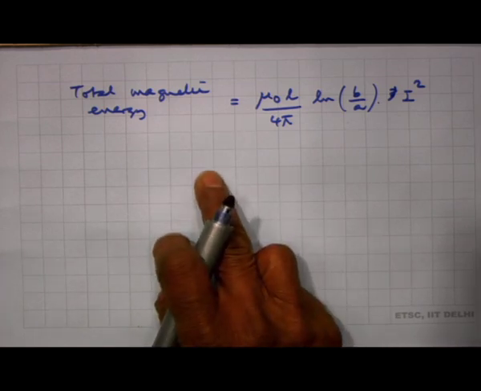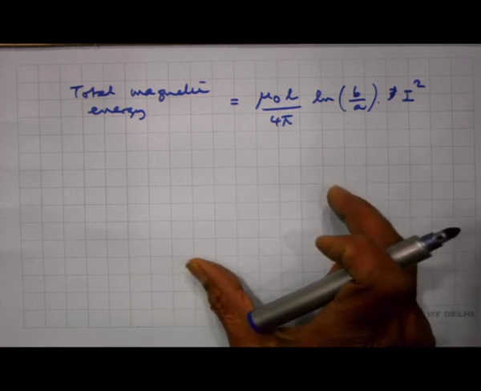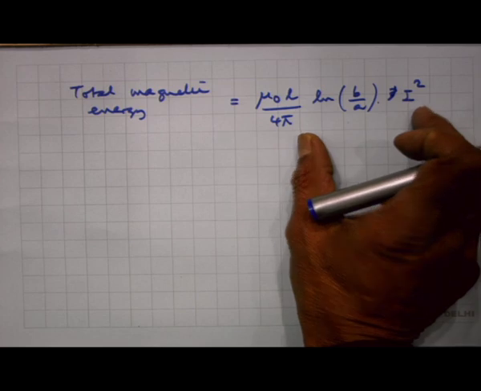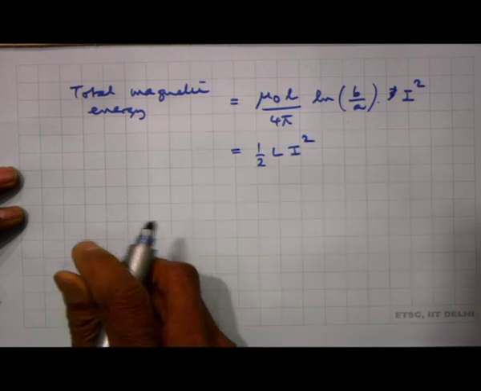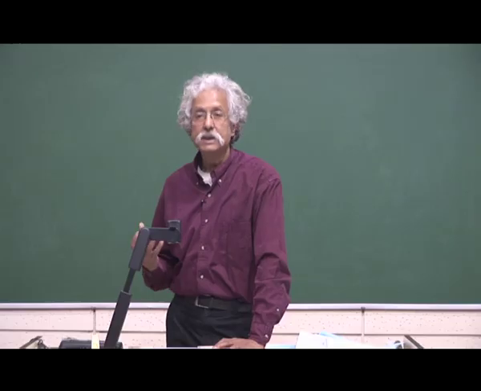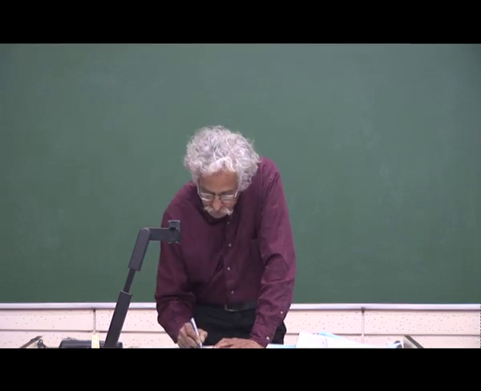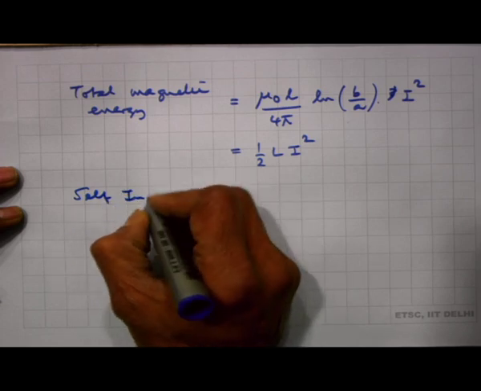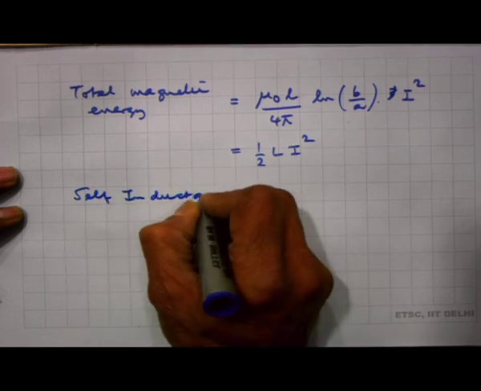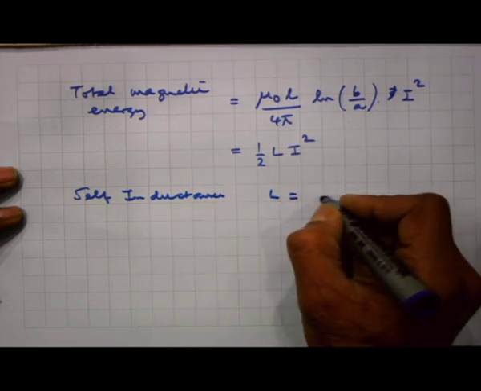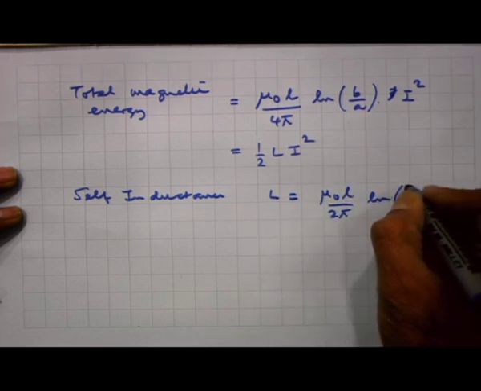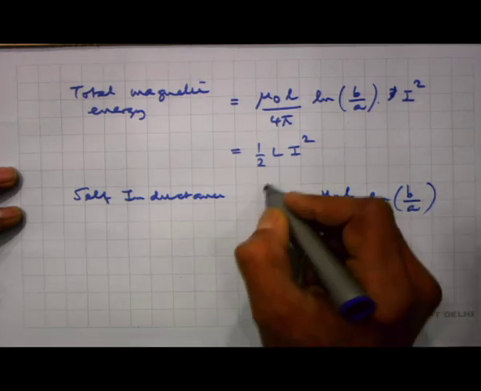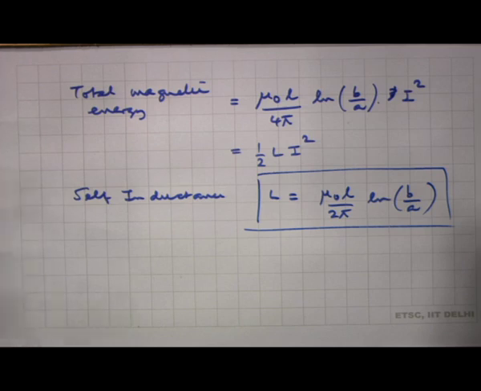So, the magnetic energy stored in a length L of this coaxial conductor is this quantity multiplied by I square, and I will write this as half L I square, because I know that the magnetic energy is half L I square. So, I get the self inductance L as mu naught L by 2 pi log b by a.